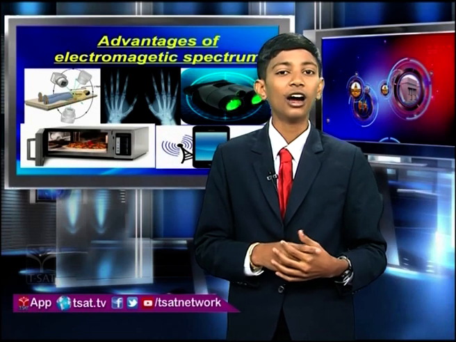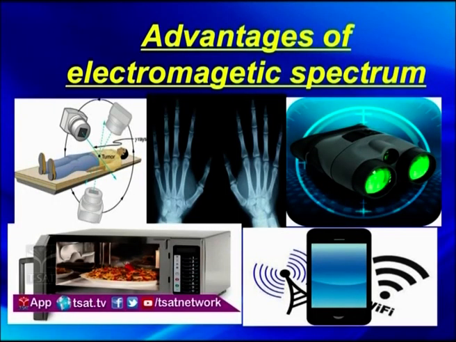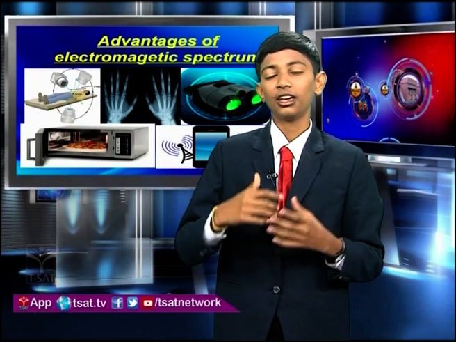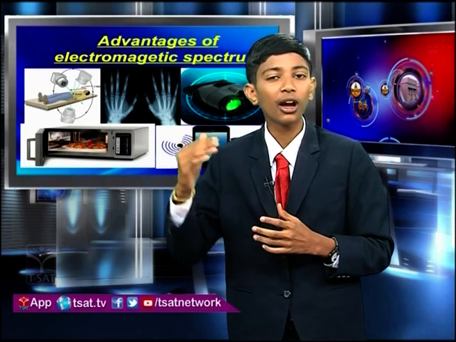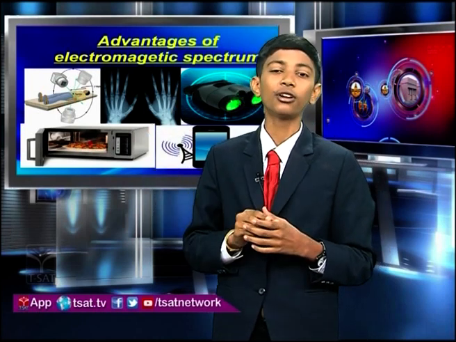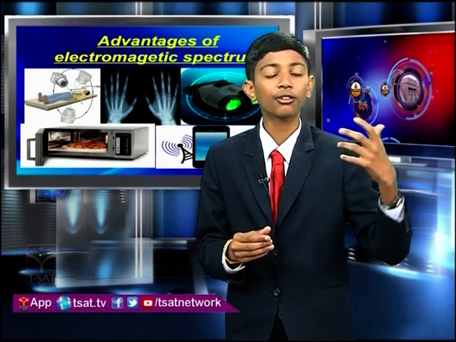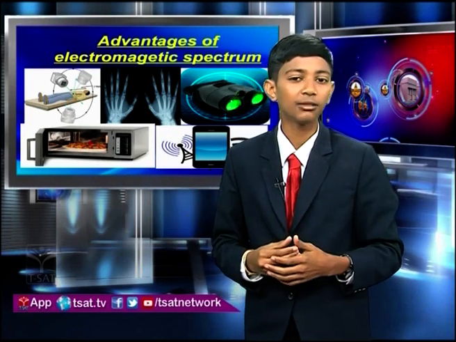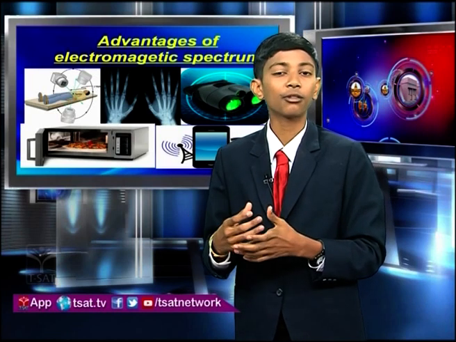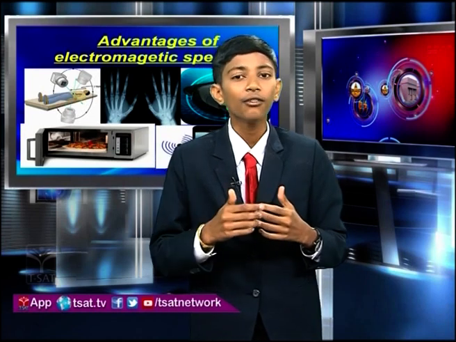Now let's look at the overall advantages of all electromagnetic waves, that is, the electromagnetic spectrum. There are many advantages. Electromagnetic waves are used to kill cancer. They are used to identify broken bones in our human body, and by using electromagnetic waves like infrared rays, we can get photographs of nocturnal animals, and microwaves are used to cook food. And in the beginning of our lecture, we raised a question.